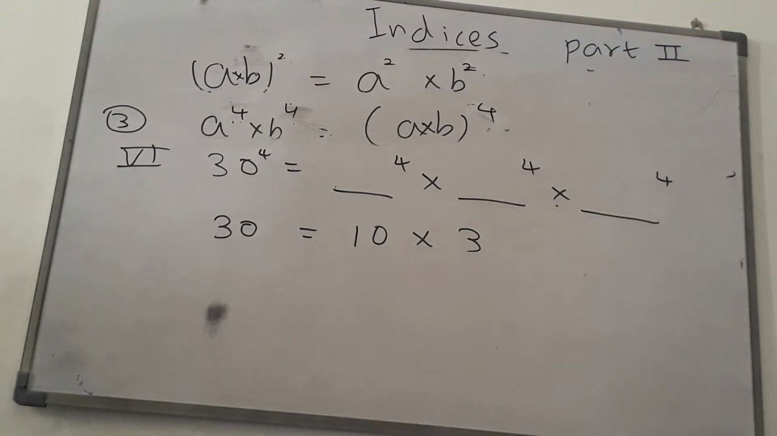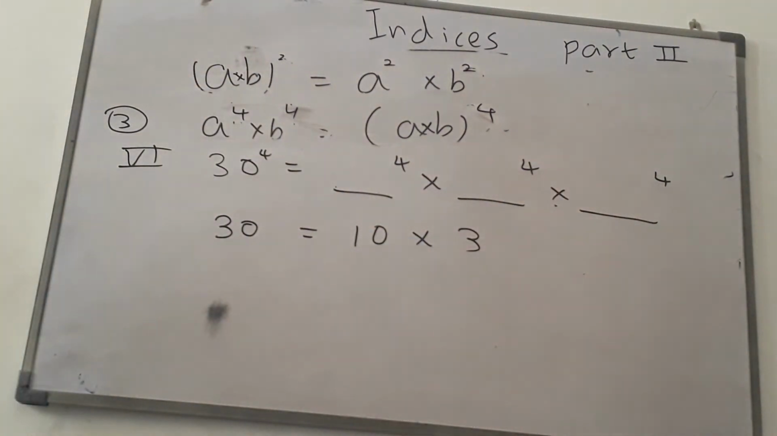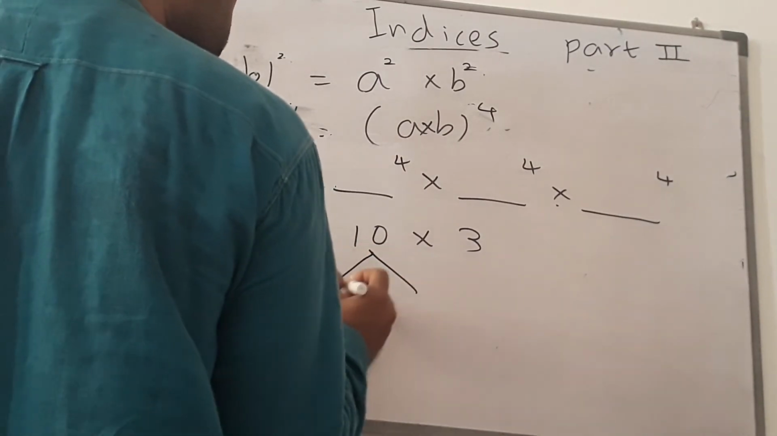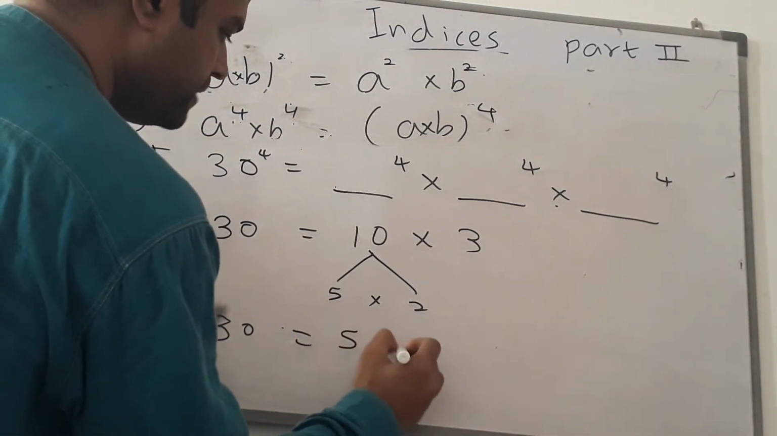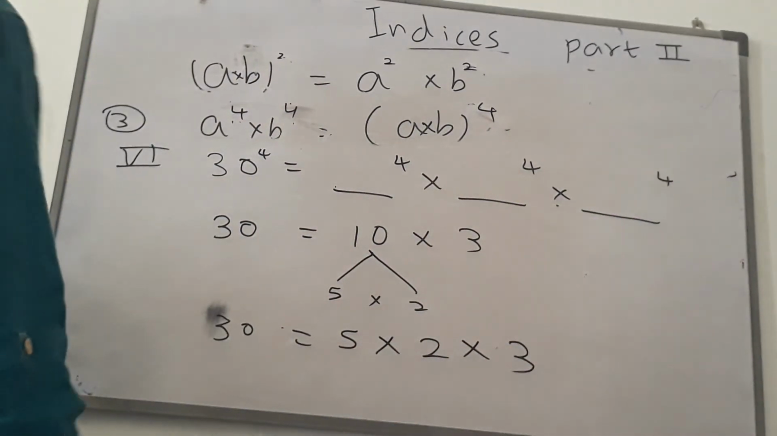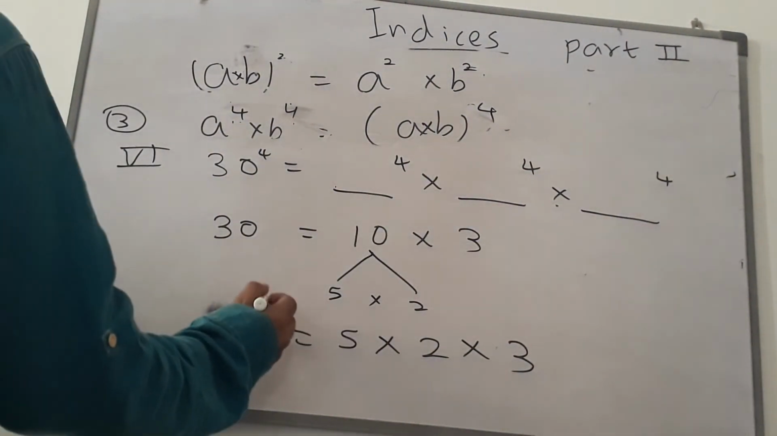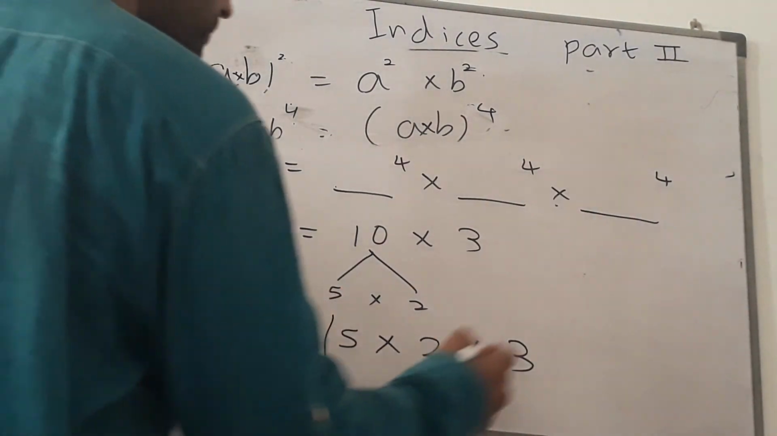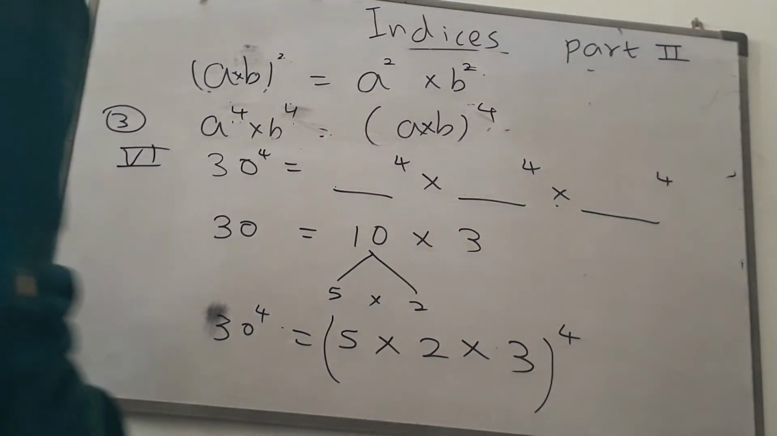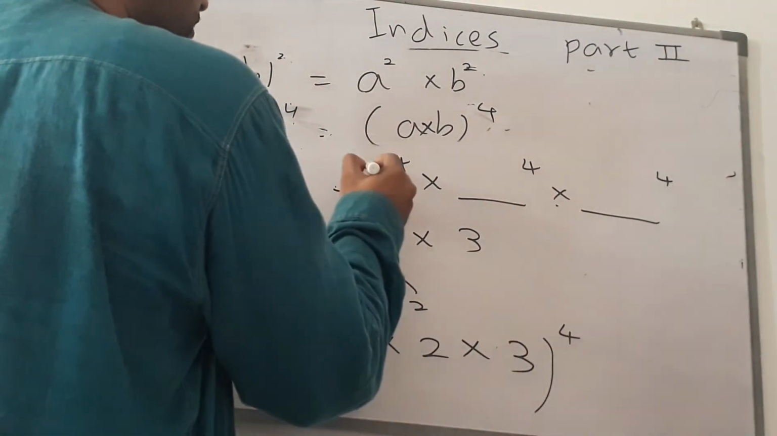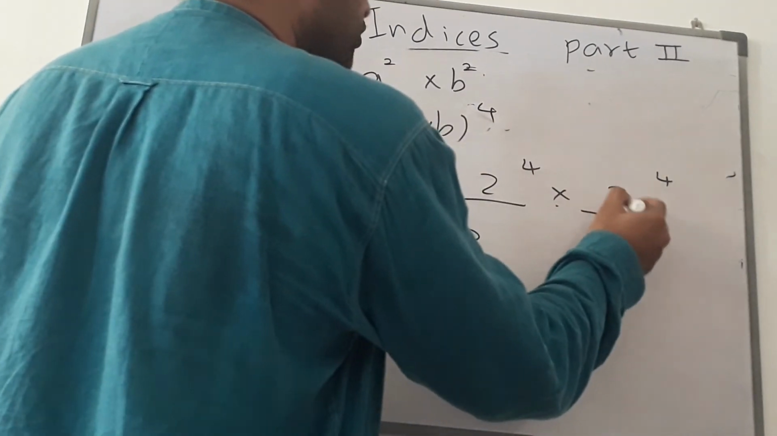Okay, but unfortunately 30 has to be written as a product of 3 factors. So I am going to break 10 as 5 times 2. So 30 can be written like 5 times 2 times 3. 5 times 2 is 10, 10 times 3 is 30. Okay, and we want to find 30 to the power 4. 30 to the power 4 is equal to 5 times 2 times 3 all together to the power 4. That means 4 is common, so 5 to the power 4, 2 to the power 4 and 3 to the power 4.